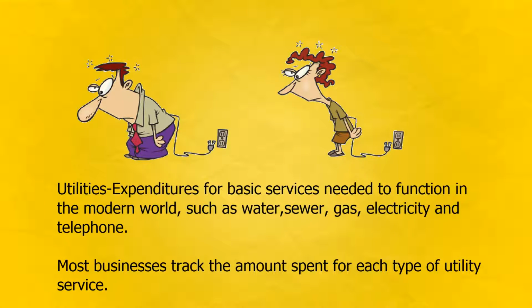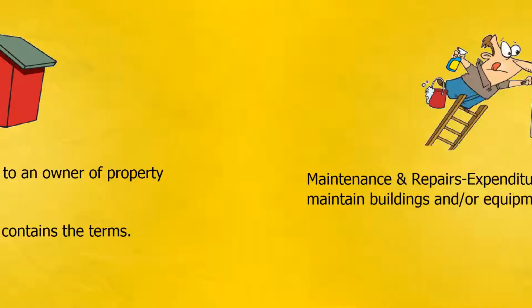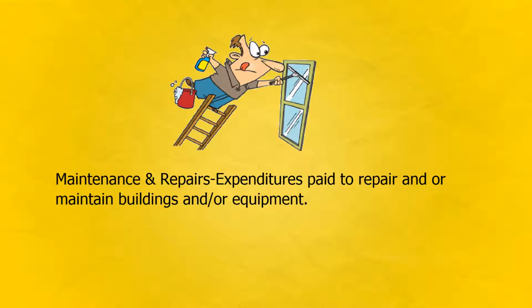Utilities: expenditures for basic services needed to function in the modern world, such as water, sewer, gas, electricity and telephone. Most businesses track the amount spent for each type of utility service. Building rental: expenditures paid to an owner of property or a building for use of the property. A rental agreement called a lease contains the terms. Maintenance and repairs: expenditures paid to repair and/or maintain buildings and/or equipment.